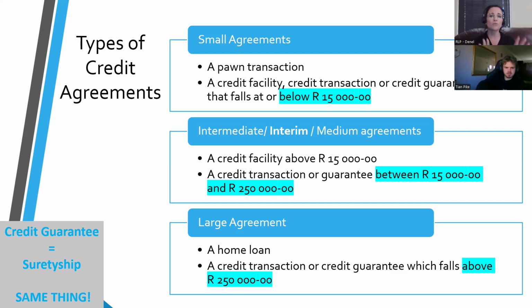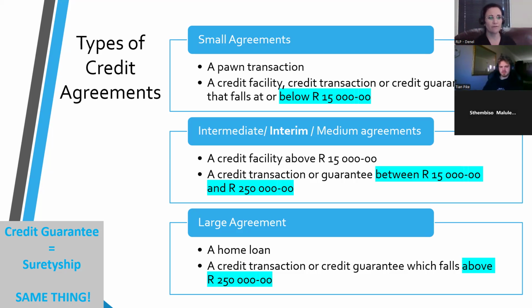Okay, cool. So for a small agreement, that's at or below 15,000. Then a medium agreement will be anything from 15 up to 250,000. And then a large agreement will be anything that's more than 250,000.